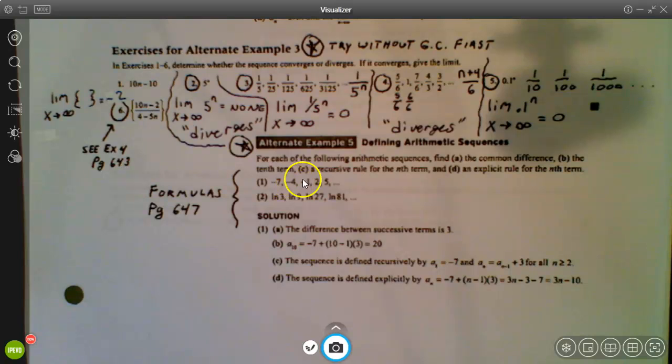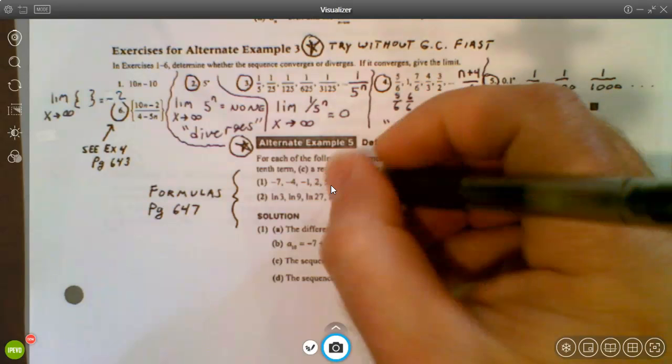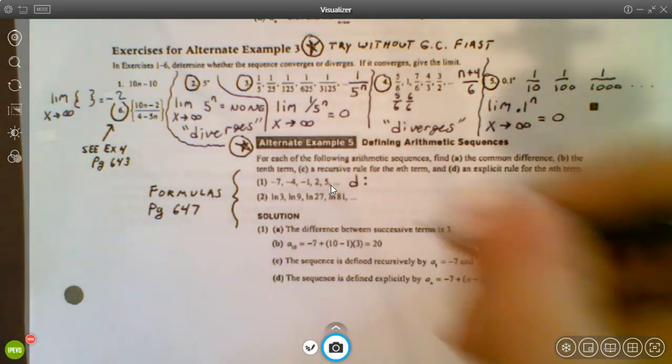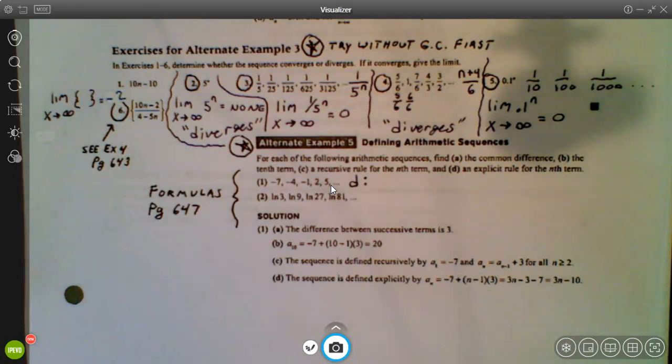As I look at these, they want me to find a couple things. Let's start with the common difference. The common difference is the number that is being added every time to get the next term in the sequence. Some of these can be tougher than others. This is a very easy thing to identify, but how would I identify a common difference if it wasn't such an obvious pattern?